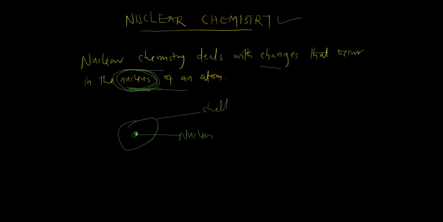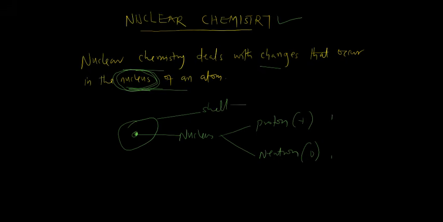Mun ce a cikin nucleus me ake samu? Mun ce a nucleus ana samun proton idan ba ku manta ba, sannan kuma ana samun neutron. Abubuwa guda biyu ake samu, proton and neutron. Proton mun ce is positively charged, while neutron it has no charge. Kuma kowanne mun ce yana da mass 1 approximately idan ba ku manta ba.